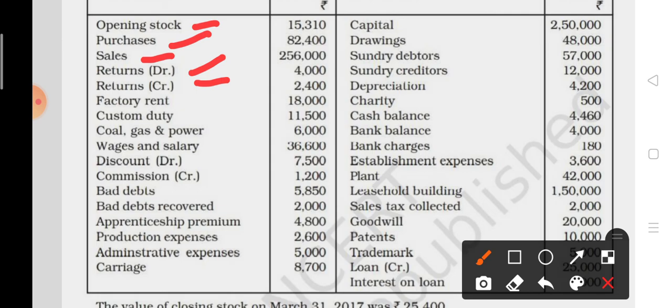Okay, factory rent 18,000, custom duty 11,500, coal, gas, power 6,000, wages and salary 36,600. Now children, factory rent is given, so this is direct expense. Custom duty also, coal, gas and power, wages and salary also, these all are direct expenses.